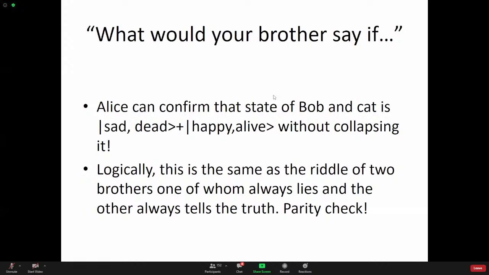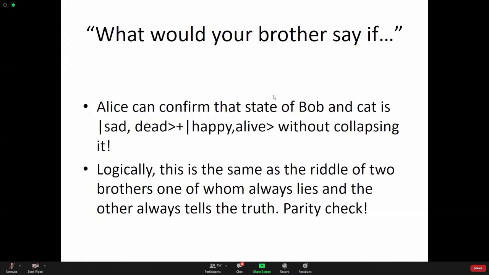And then the riddle says, imagine that one of the brothers always lies and the other one always tells the truth, but you don't know which one is which. Could you ask them a single yes-no question so that the answer would 100% definitively tell you which door is the happy door? So this exactly can be solved classically with a parity check. You have to ask a question that correlates the answers of the two brothers.